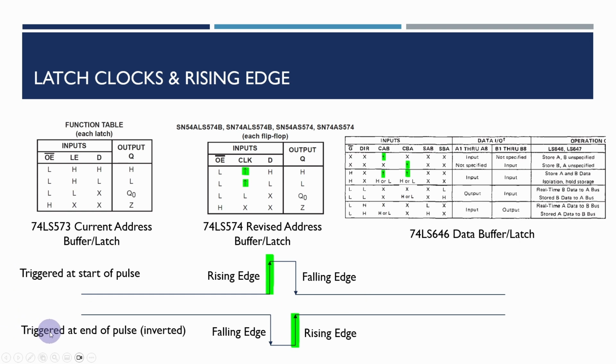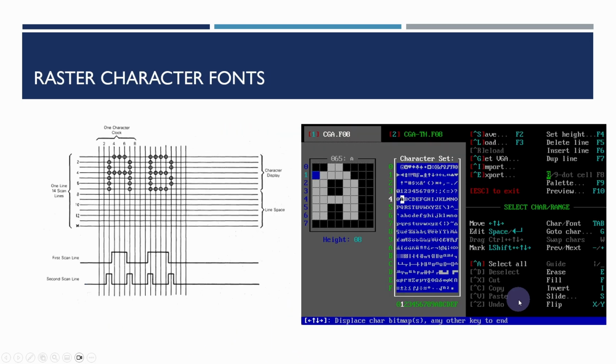And if you wanted something triggered at the end of the pulse, then if you have a value that gives you a positive value when you want to do something, and you want it triggered at the end of that pulse, you invert it, then you get a rising edge there.